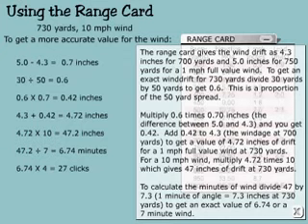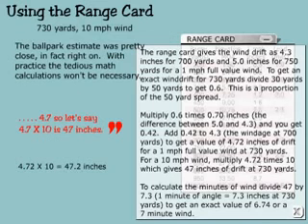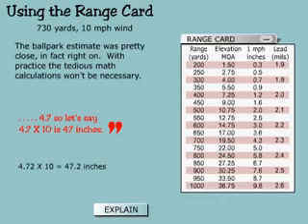For a 10 mile per hour wind, multiply 4.72 times 10, which gives 47 inches of drift at 730 yards. To calculate the minutes of wind, divide 47 by 7.3. 1 minute of angle equals 7.3 inches at 730 yards. To get an exact value of 6.74 or a 7-minute wind. The ballpark estimate was pretty close, in fact right on. With practice, the tedious math calculations won't be necessary.